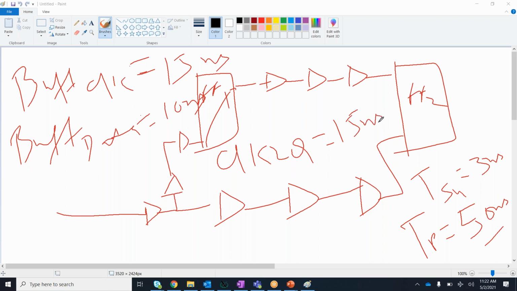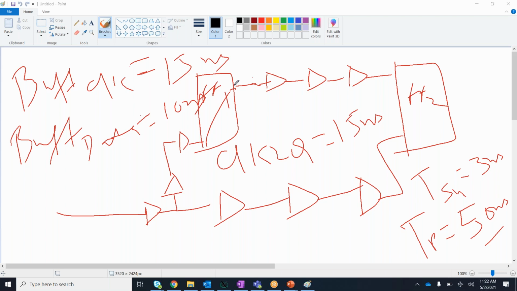Do you need anything else? No. We need to consider net delay as 0. The nets are not giving any delay, so we are considering no net delay. Net delay is 0. Time period is 50 nanoseconds. Setup time is 3 nanoseconds.